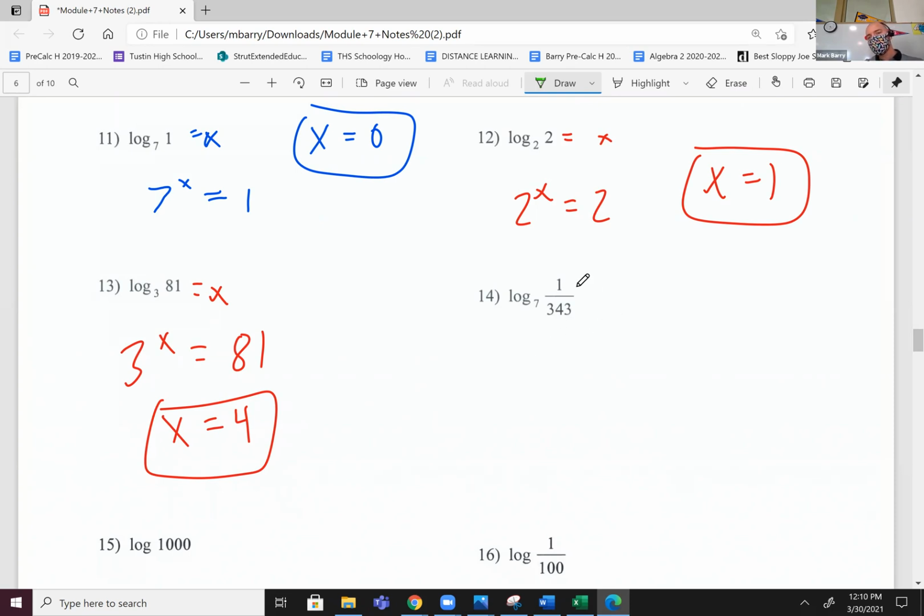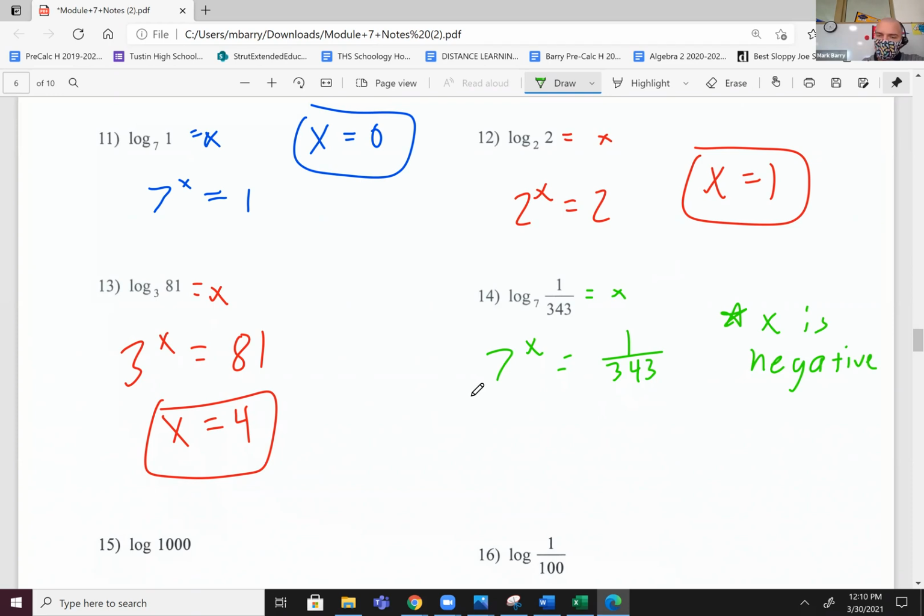All right, next up, we got number 14. So we'll set that equal to x as well. So we have 7 to the power of x equals 1 over 343. So we see that this exponent created a fraction here. So already I know on this one, I know x is negative, because anytime a fraction gets created, that's a negative exponent, right?